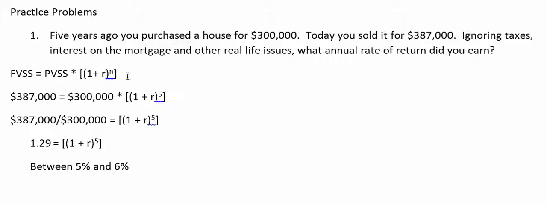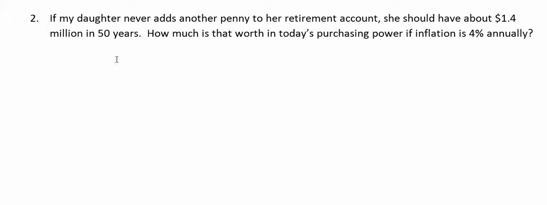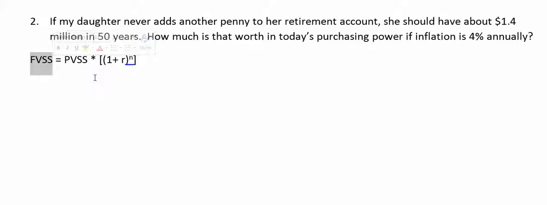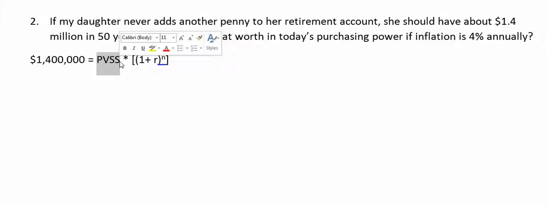I'm just going to pop up here and copy this equation. This is 1.4 million. And this present value of the single sum is what I'm after. Now, I could easily use the present value of a single sum interest factor, but I had this equation already typed, and it was handy to cut and paste.